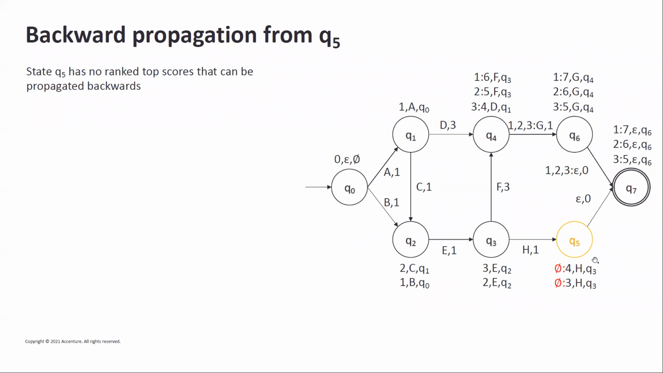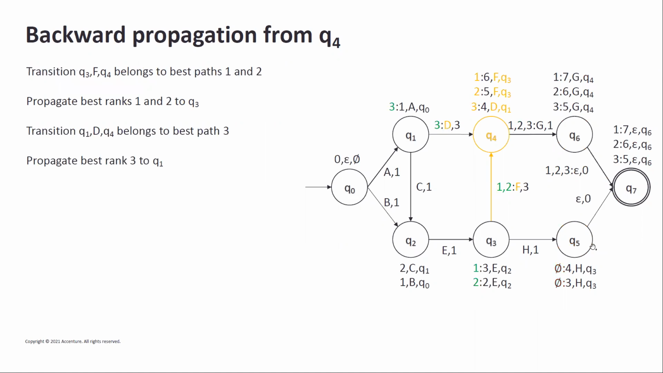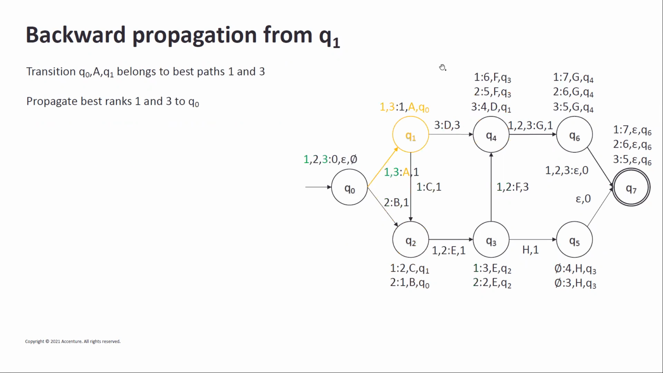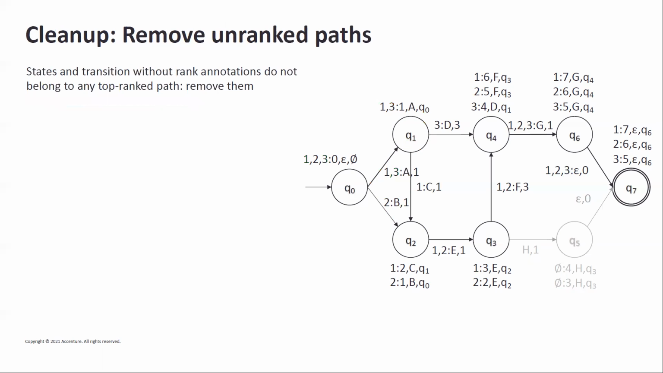So in this case here, we see that Q5 didn't receive any rank. All the ranks went upwards. So this is going to be marked for deletion. And in this situation here, we see that there are 2 ranks that are flowing downwards, and the other rank is flowing to the left. And well, if we continue, we arrive at this situation where finally all these 3 ranks have arrived at the initial state of the automata. So with that, the backward propagation is concluded.